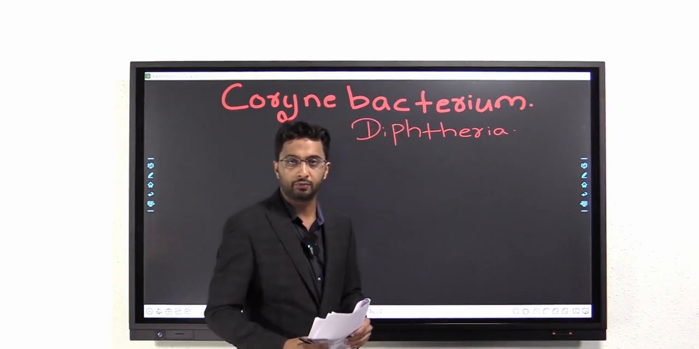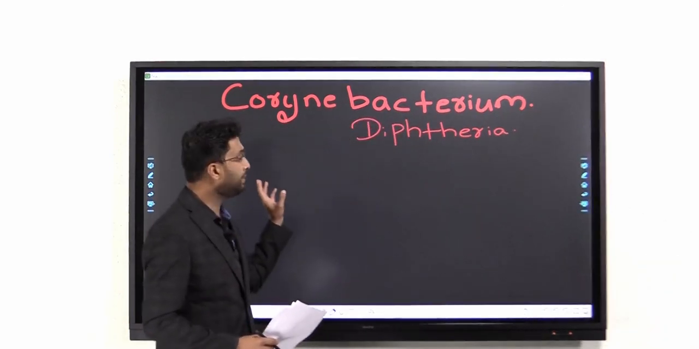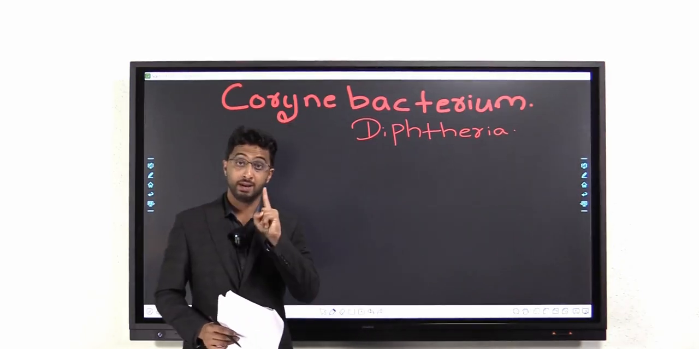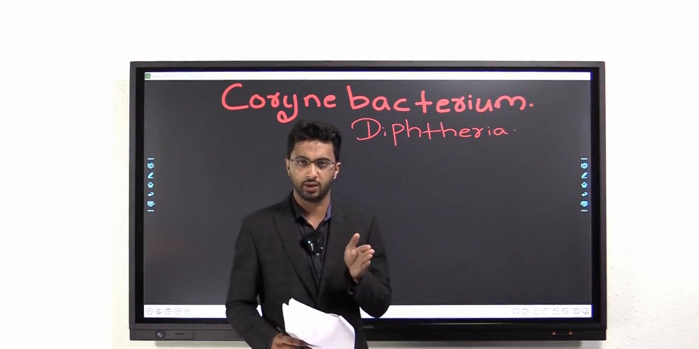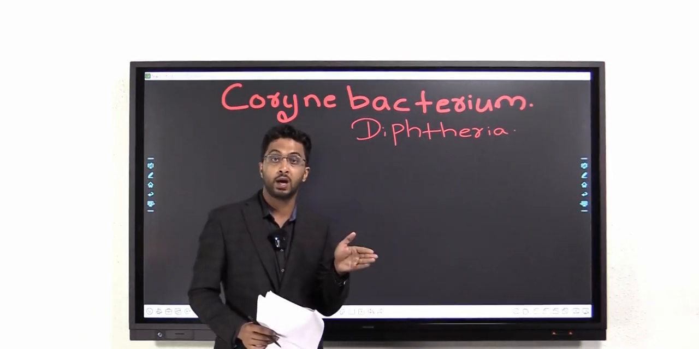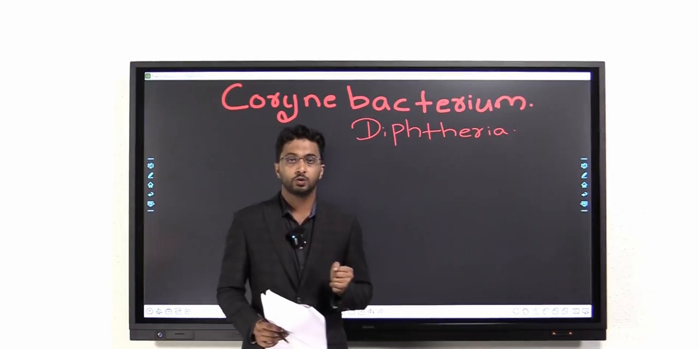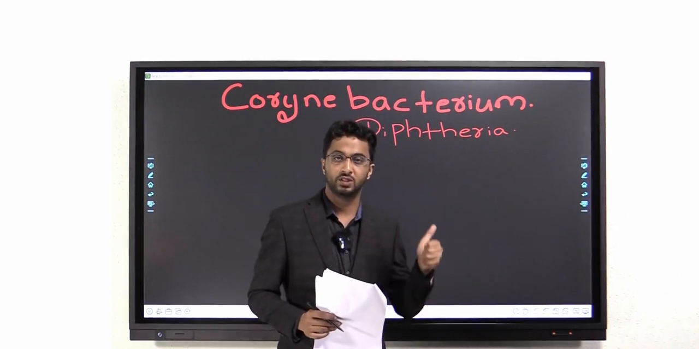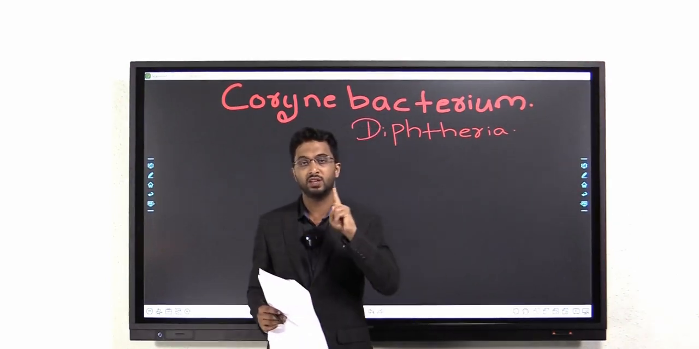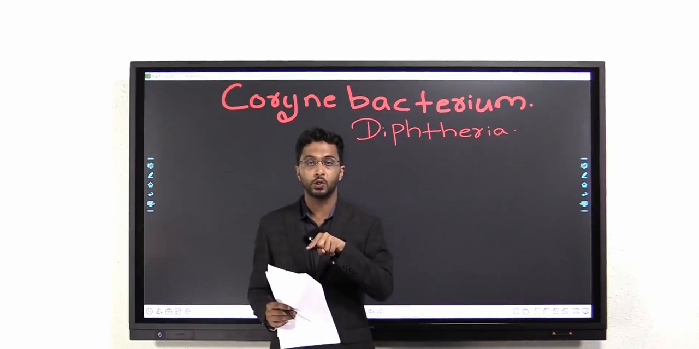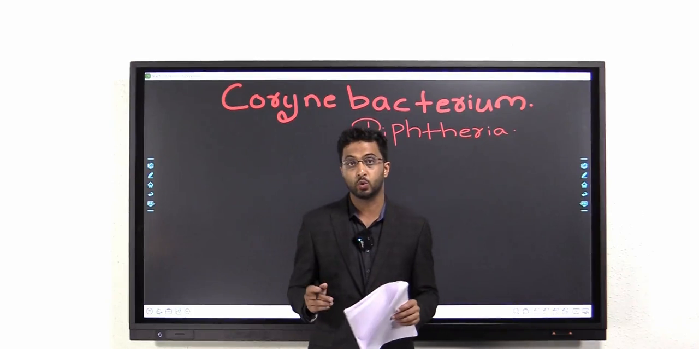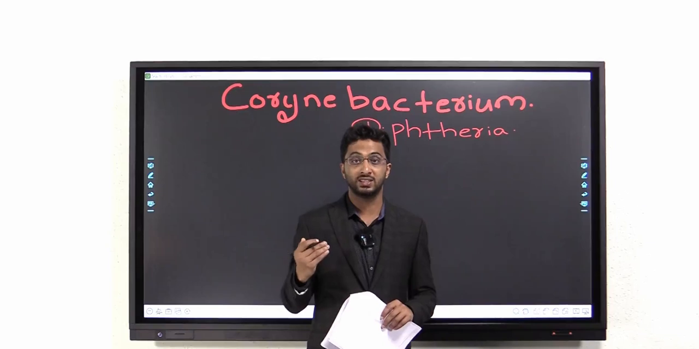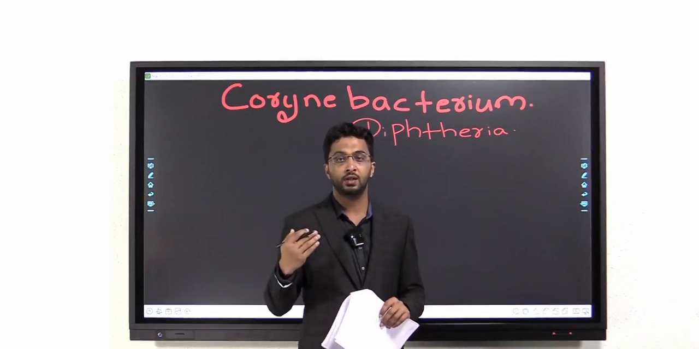Today's topic of discussion is going to be Corynebacterium diphtheriae, which is a gram-positive bacilli. Now we are switching from cocci to bacilli. Cocci means round shaped. Which cocci did we study so far? We studied gram-positive cocci and gram-negative cocci. Gram-positive was streptococci, staphylococci, pneumococci. Gram-negative cocci were Neisseria gonococci and Neisseria meningococci.